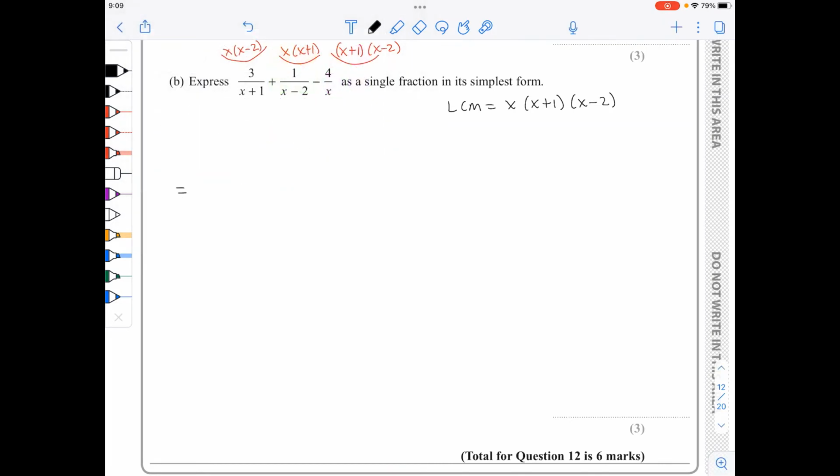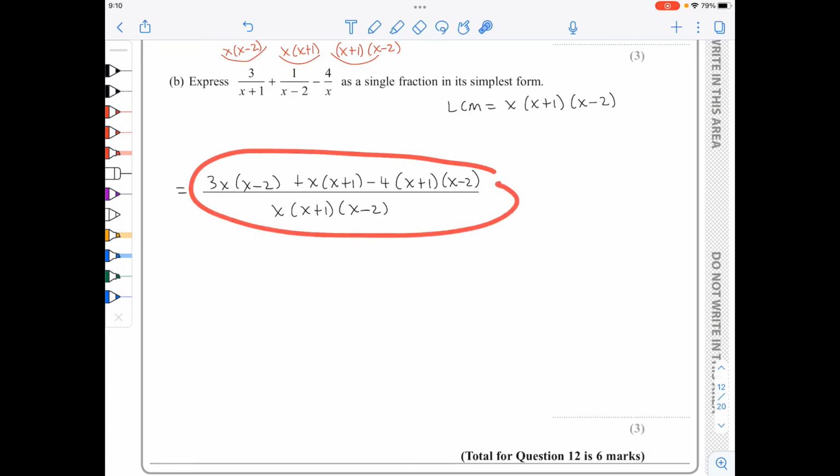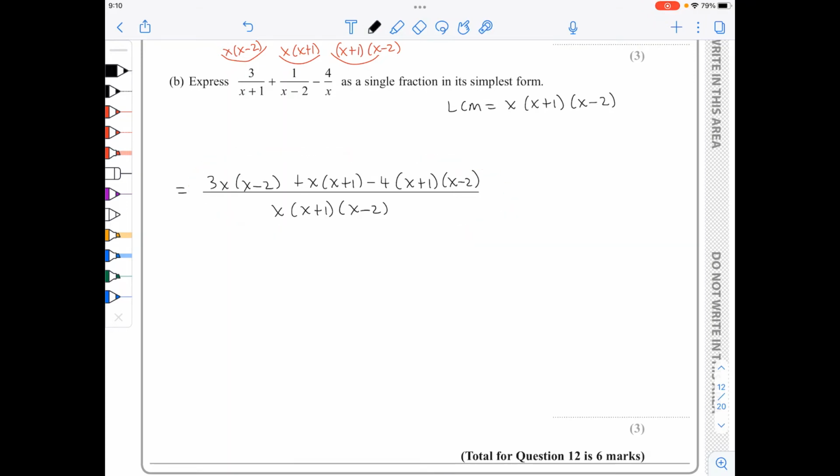So I'm expressing everything over the same denominator here, x plus 1, x minus 2. So it's going to be 3x minus 2 plus x plus 1 minus 4 brackets x plus 1, x minus 2. A common mistake is for people to try to do too many things in one go. Now we have expressed everything over the same denominator. Now we will proceed with expanding.